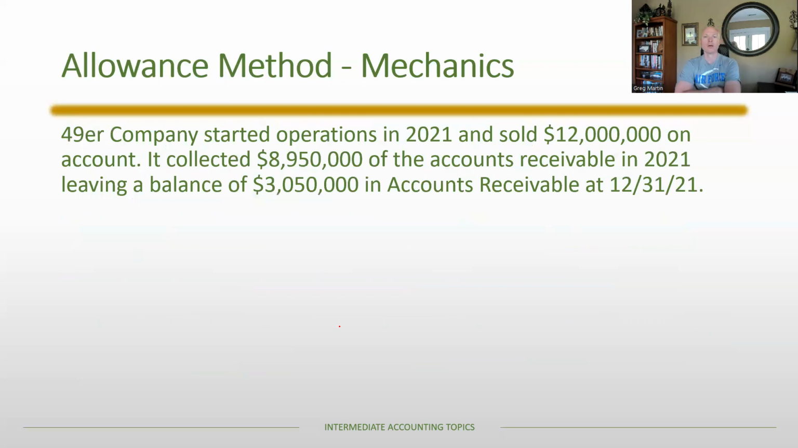All right. So the company began operations in 2021. They sold 12 million on account. They had collected 8,950,000 during the year, which left a balance of 3,050,000 in accounts receivable on 12/31/2021.